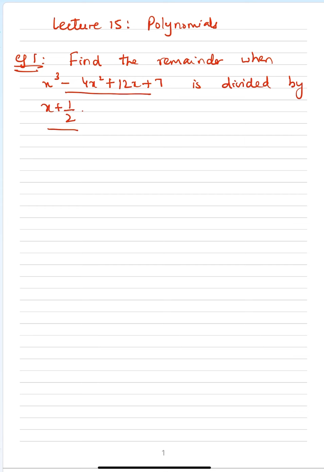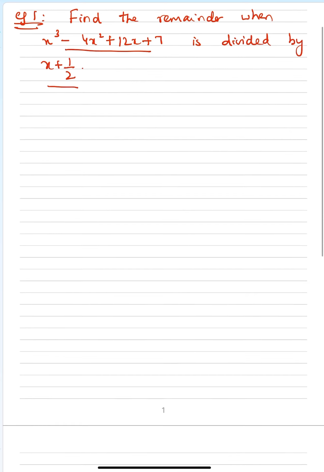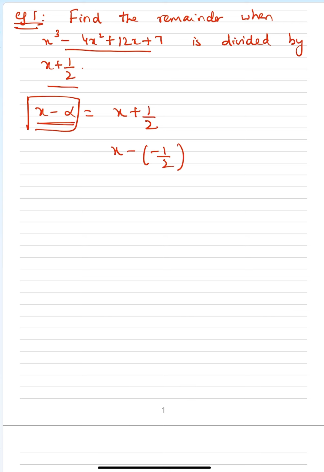Okay, and we know the remainder theorem that if any polynomial p of x is divided by x minus alpha, then the remainder is p of alpha. Correct? Now here if I say that x minus alpha over here is x plus 1 upon 2, how will I bring it in this form? I can write x minus, minus 1 upon 2. Yes, this will become x minus alpha.